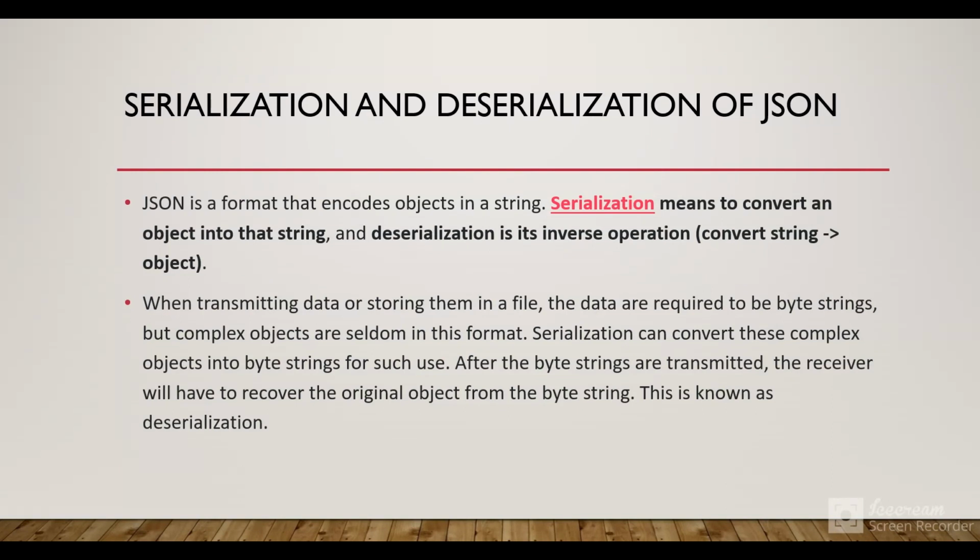So when we convert, let's say, a JavaScript object to a string, and we send the data, we are basically sending byte strings. That is easier to send, and there is less chance for data loss. Instead of sending complex objects, we'll just send a byte string. So that is known as serialization. And once the receiver receives the data, they'll convert it back to the original object from that byte string. So this is known as deserialization.